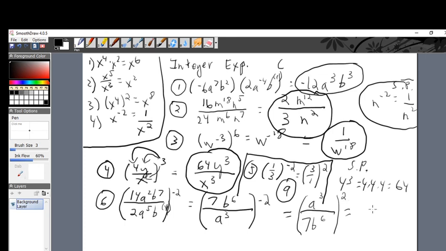What's power to a power? A3 to the 2, A6. What's 7 to the second power? Don't forget, the 2 applies to the 7, and applies to the B6. What's 7 to the second power? 49. What's this power to a power? 6 times 2 is 12, so it becomes B12. Here is our final answer.